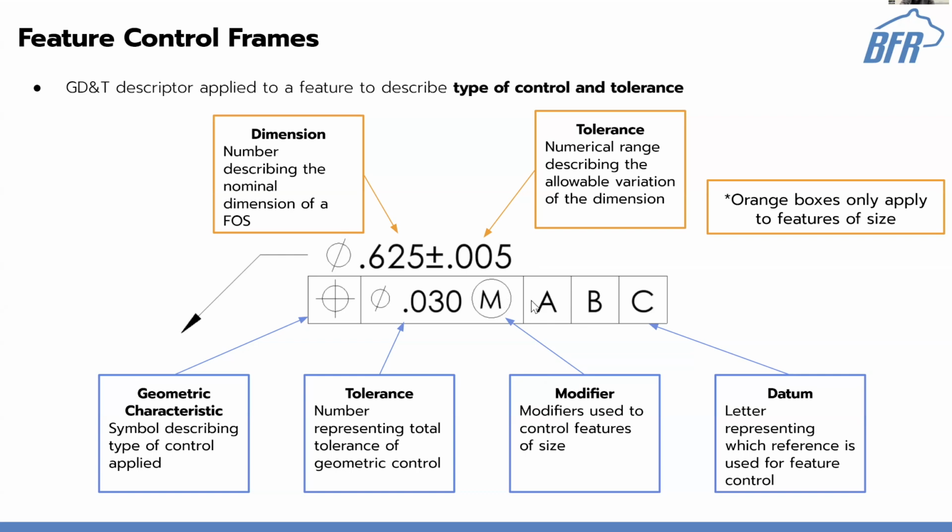You can have modifiers. This is for features of size. It has its own slide later, but this adds another layer of what the tolerance zone actually means, depending on the size of something. But I'll talk about that in a bit. And then the datums at the end, this is which ones you're referring to. You can have generally up to three, but you can have less as well.